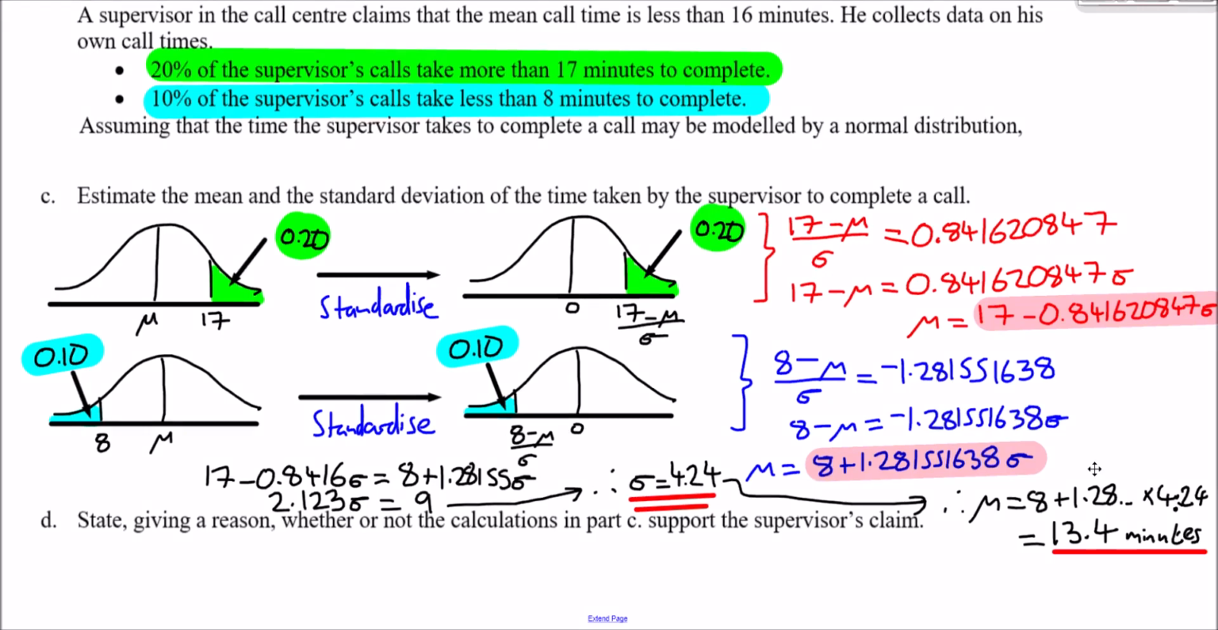Let's get on to the main body of today's session, which is hypothesis testing using the normal distribution. So let's get started. So how do we do this?